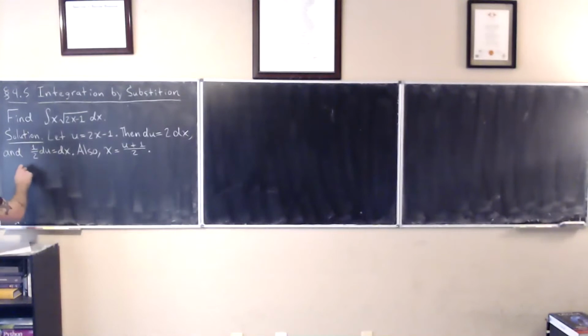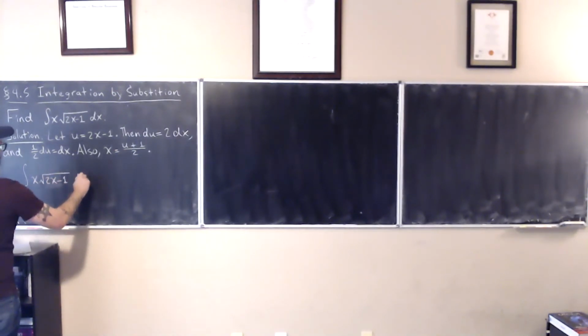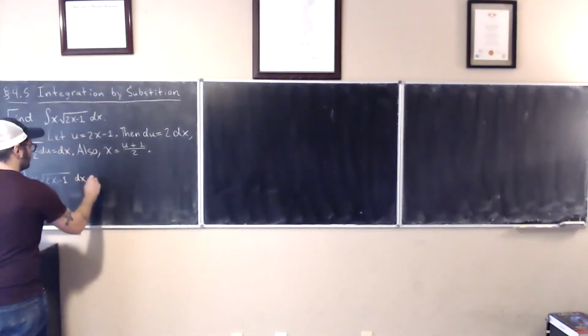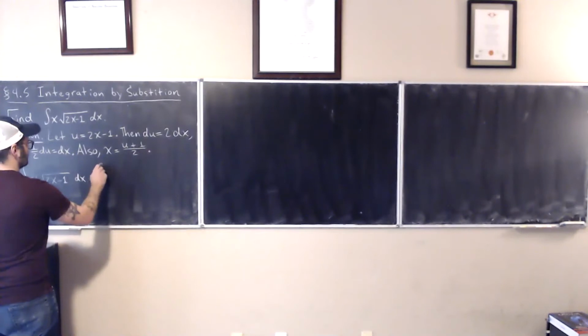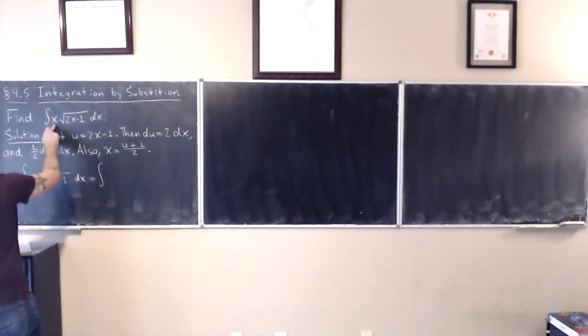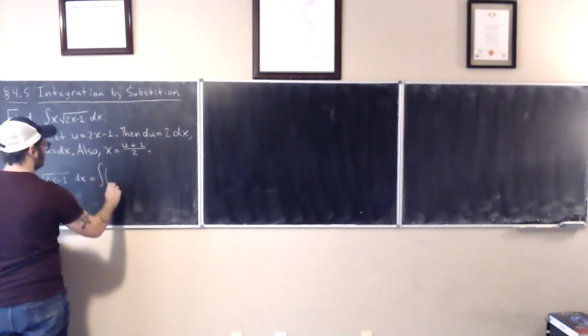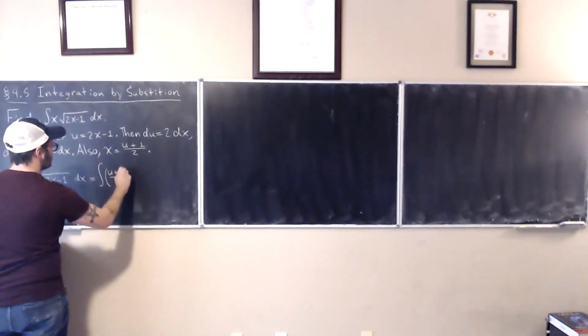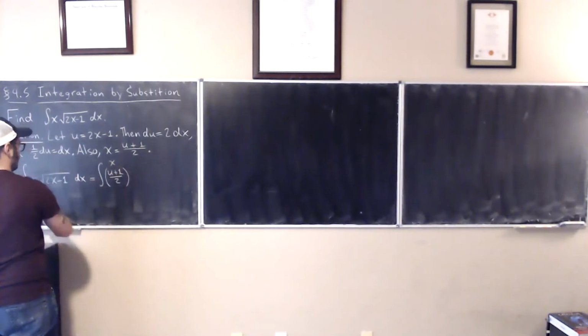So then the indefinite integral here is equal to, be careful. All right, so first I'm going to get rid of x and I'm going to replace it with that. So u plus 1 over 2. And so that's my x.